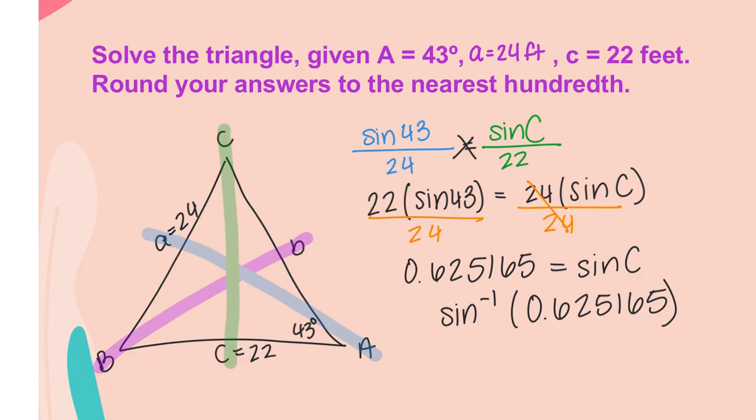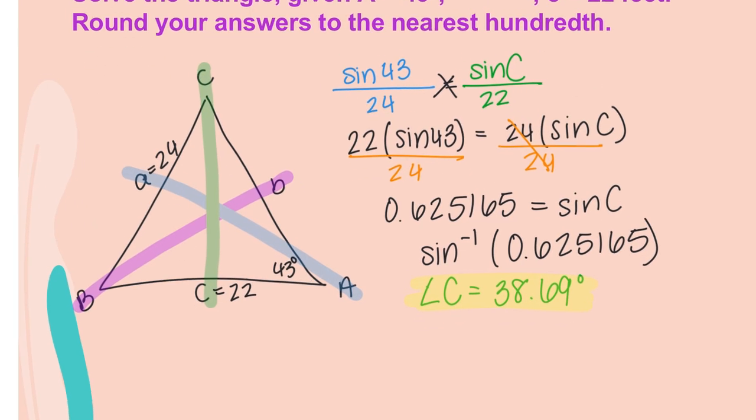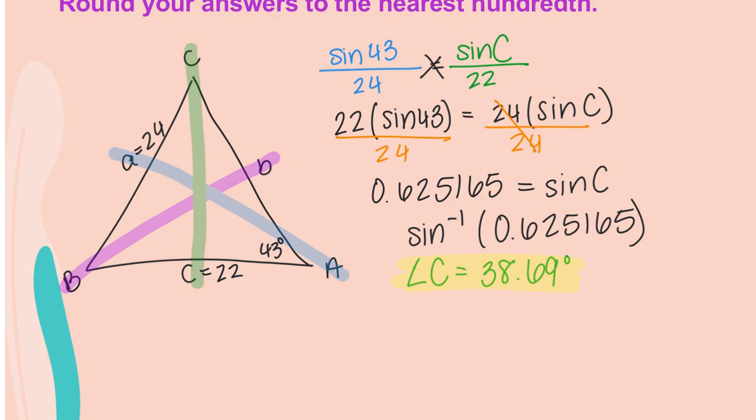So if you solved it correctly, angle C is going to be 38.69 degrees. Please don't forget that degree sign. Okay, do not forget it. So because I have that angle, I'm just going to go ahead and write it in, just so we know it's 38.69. Now I can go ahead and solve for angle B.